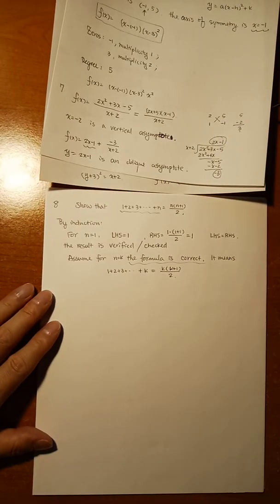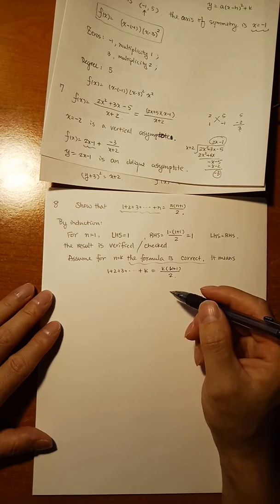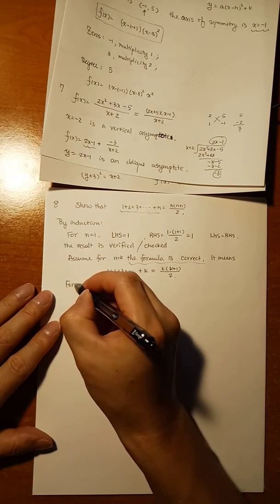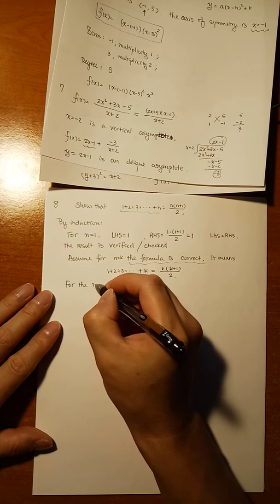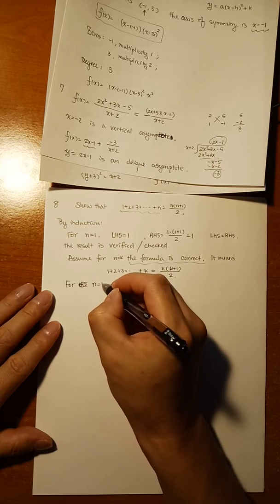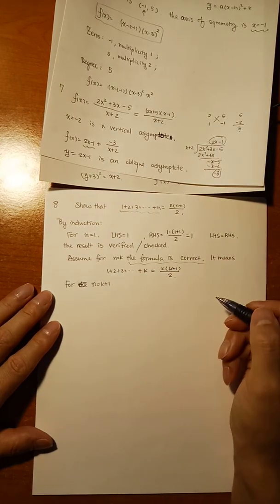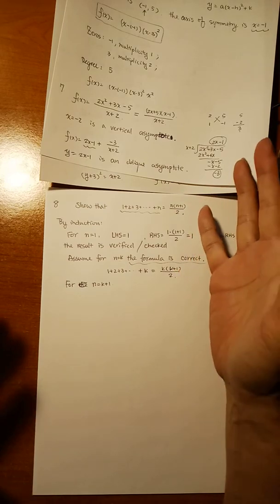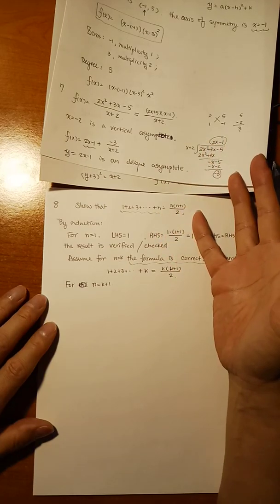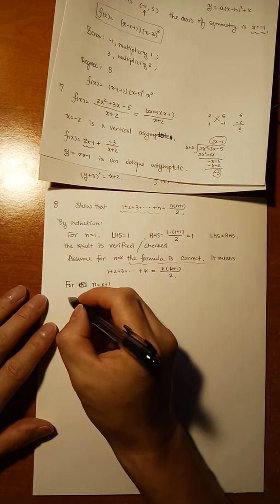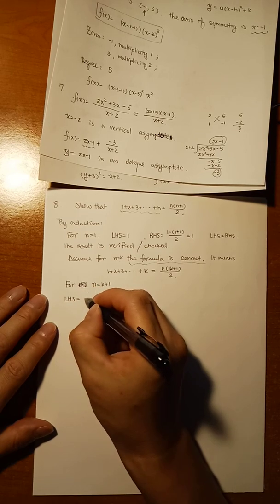All right? Then for the next one, for n equal to k plus 1, still we don't know if this formula is right or wrong. So we can only check the left-hand side.